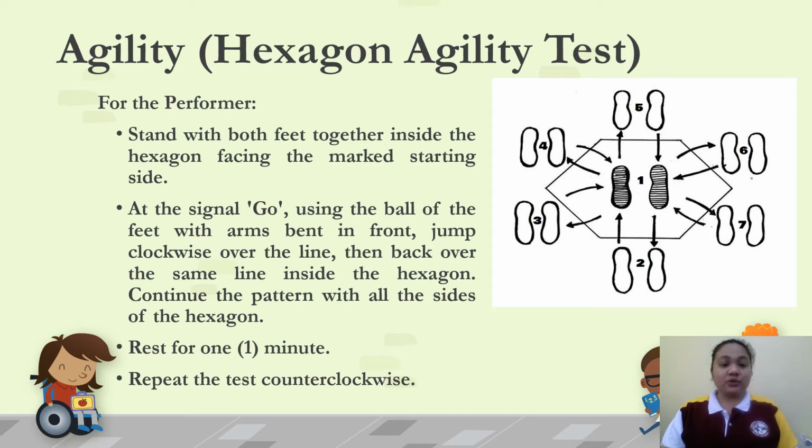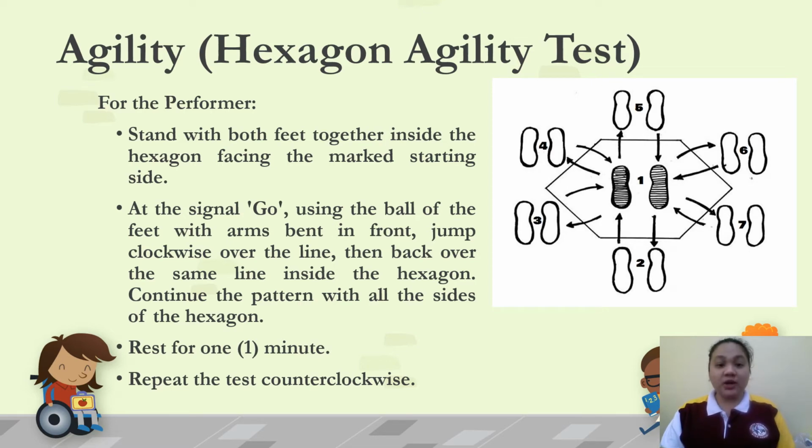Repeat the test counterclockwise. So, 2 times po siyang gagawin. Pero this time, counterclockwise naman. So, ano po yung pinagkaiba? Ang clockwise po, yung movement niya ay same sa ikot ng relo. So, pakanan po yun. Pag counterclockwise naman, papunta naman siya sa kaliwa. So, yung nakikita nyo sa illustration, assuming na kayo ay nasa loob ng hexagon.